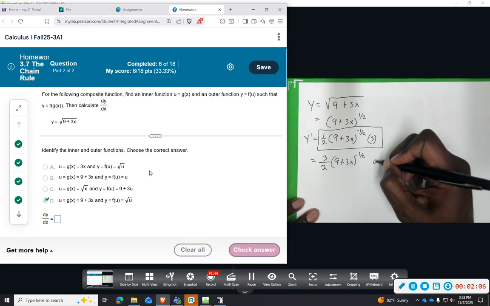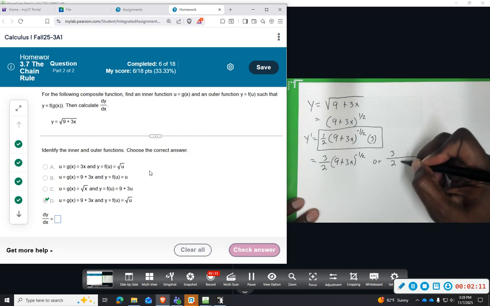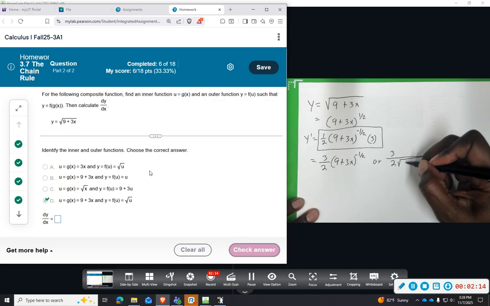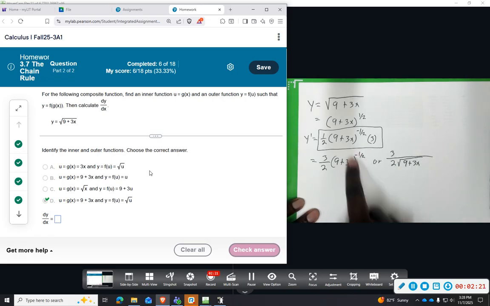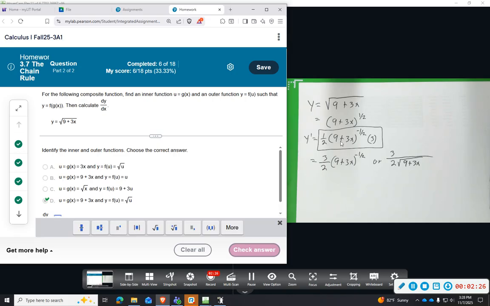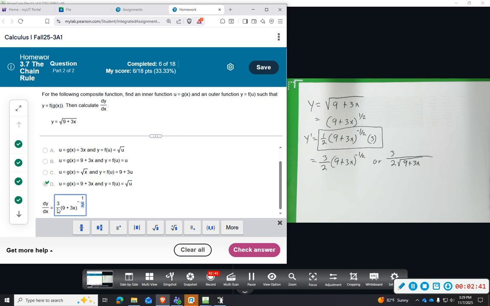Okay, if you wanted to, you could write it 3 over 2, and this will be the square root of 9 plus 3x. The negative 1/2 will move it down. 1/2 will be put in under the square root. I'm going to leave it in this first form for this one, just to show the difference. 3 divided by 2, and then we have 9 plus 3x raised to the negative 1/2.